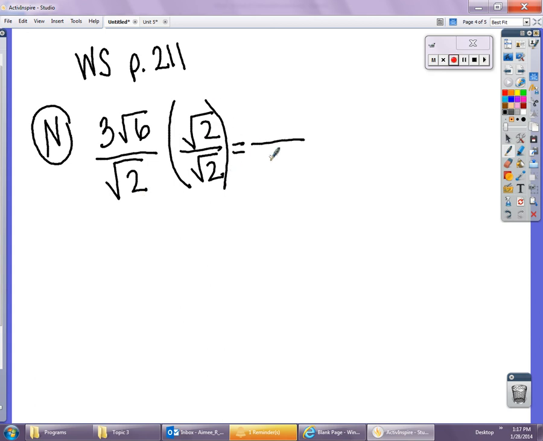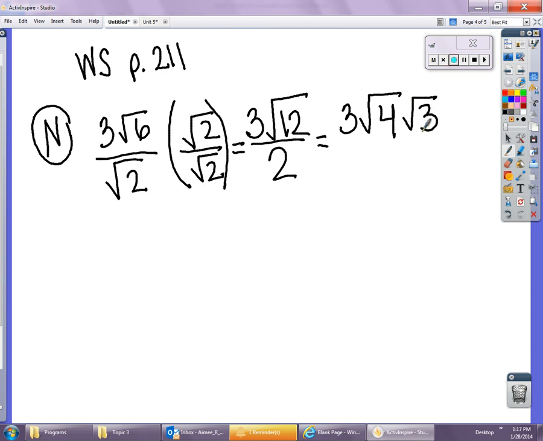So root 2 times root 2 is just 2. And then 3 root 6 times root 2 is I'm going to keep the 3. I don't multiply the 3. I multiply the 6 and the 2. Only the things under the radical. So that's going to be root 12. Now, usually at this point I would be done. However, if you notice, the number under the radical still has a perfect square factor, which is 4. So I'm going to have to break this up into 3 times root 4 times root 3, because 4 times 3 is 12, divided by 2.